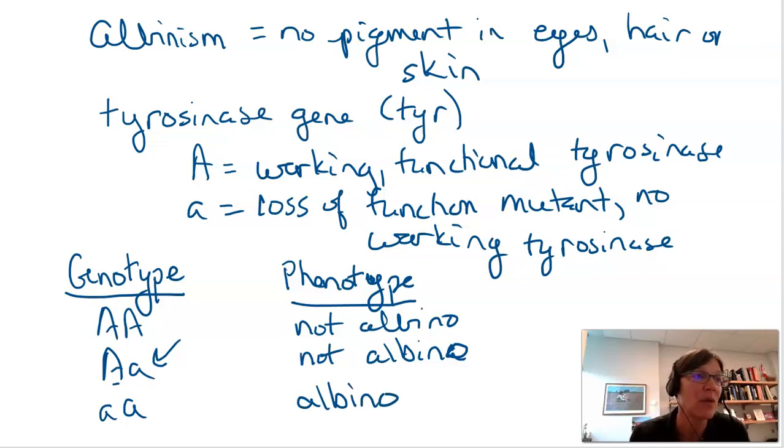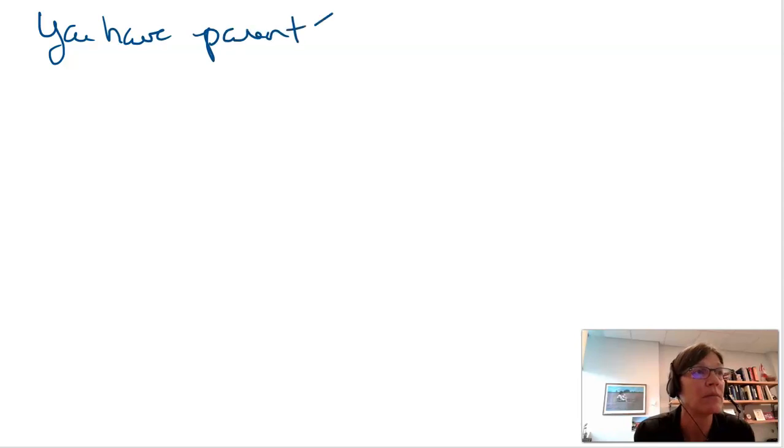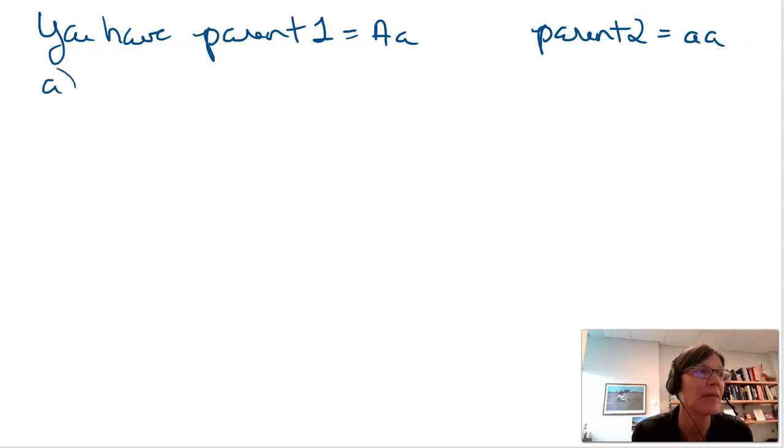Okay? And once you know that, you can do some genetic problems. You can take that scenario and you can work some problems. Like, for example, you have parent one, who's this, and parent two, who's this. You can ask questions like, A, what is their phenotype?